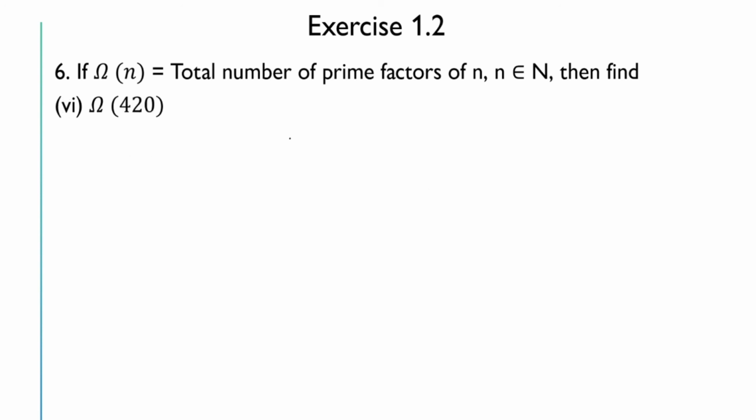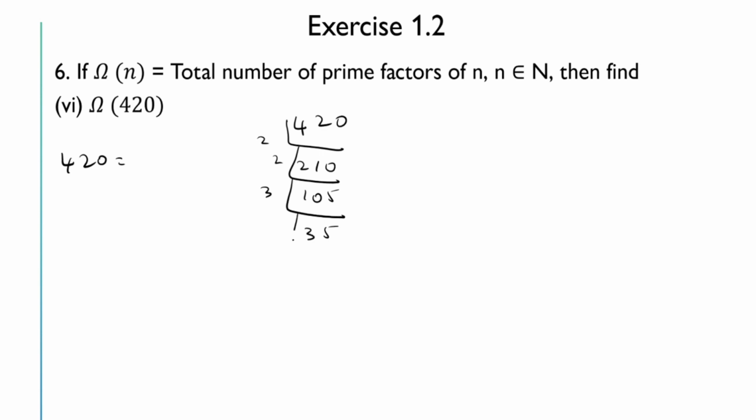The next one is 420. So first let us factorize 420. So we have 210, 105, 5 and 7. So 420 is 2 into 2 into 3 into 5 into 7. So the total number of prime factors of 420 is equal to 1, 2, 3, 4, 5. So omega of 420 is equal to 5.